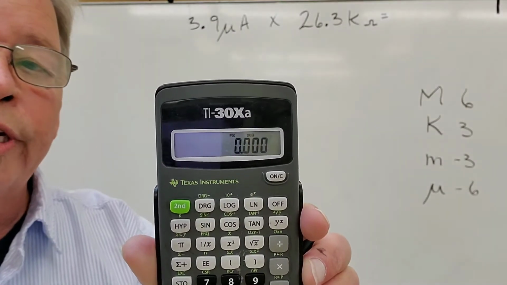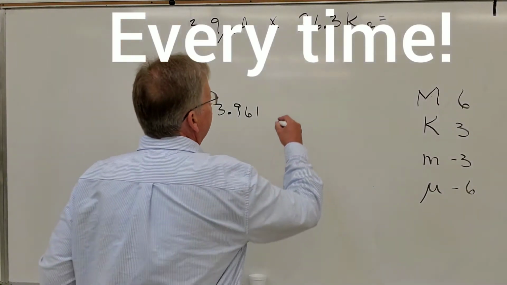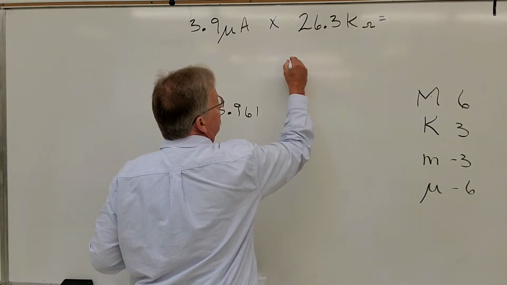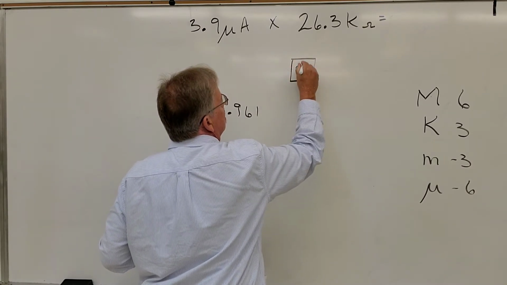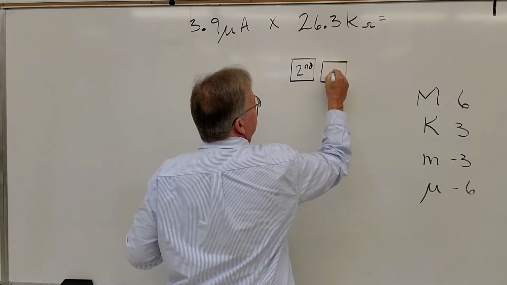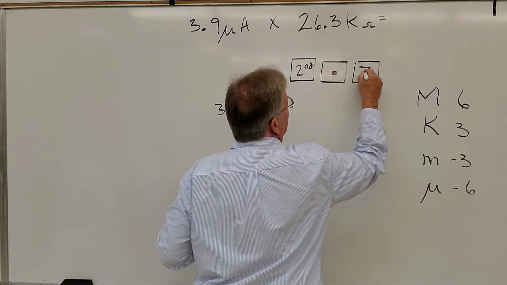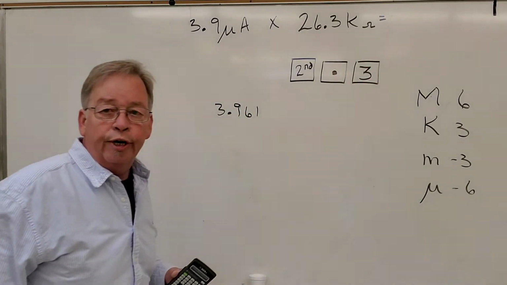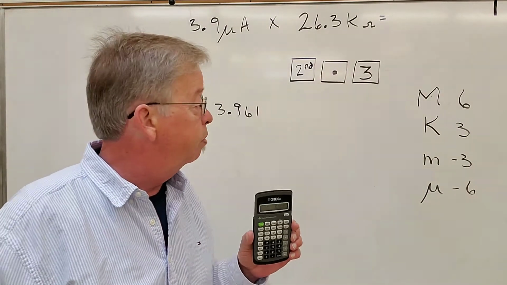I want to do this every time I use this calculator. I want to make sure that I hit the second, the decimal point, and then the number 3 key. This puts the calculator set to round to 3 places.